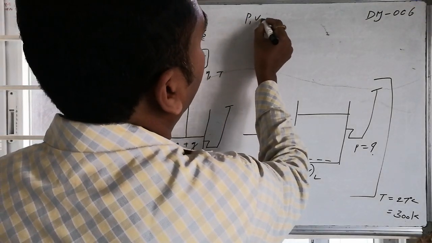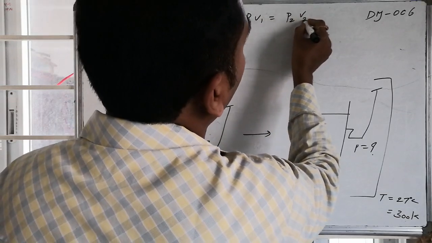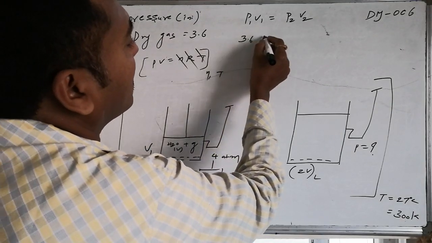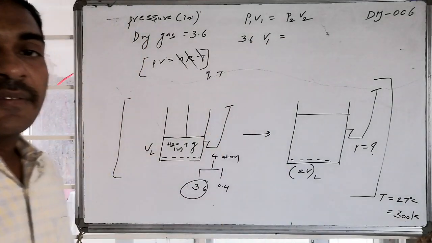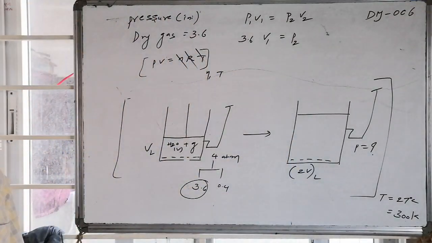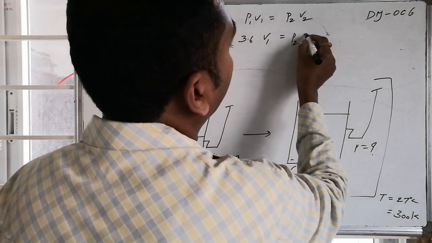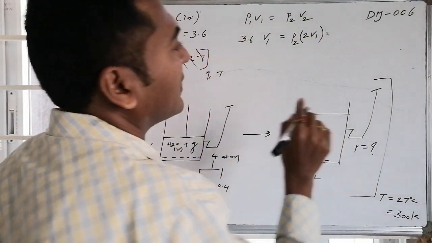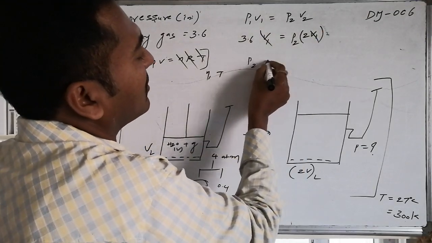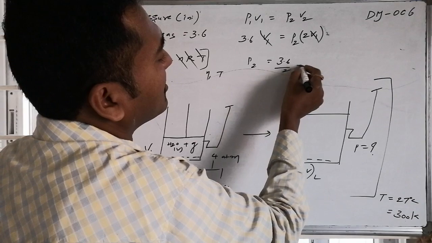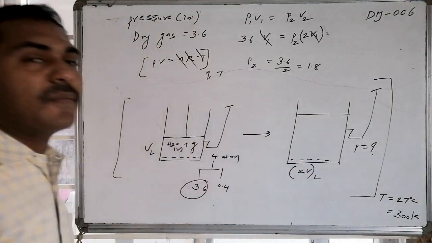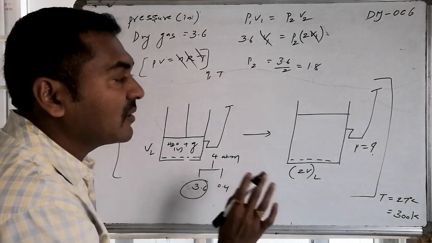That is, P1V1 equals P2V2. The initial pressure of dry gas is 3.6, and its volume is V1. The final pressure is the pressure of dry gas at V2, and V2 equals 2 times V1 because the volume is doubled. So P2 equals 3.6 by 2, that is 1.8 atmospheres. The dry gas pressure dropped to half and reached a final value of 1.8.